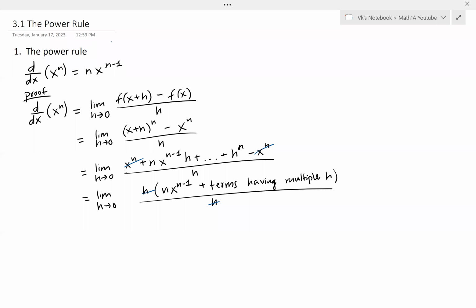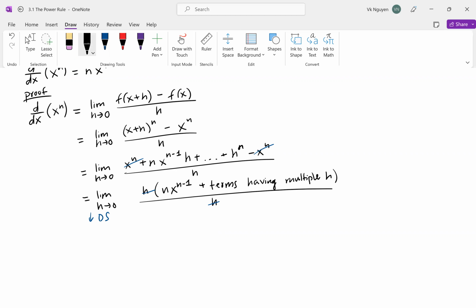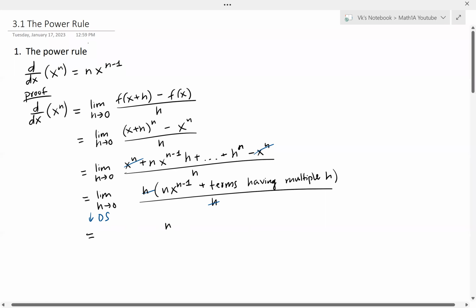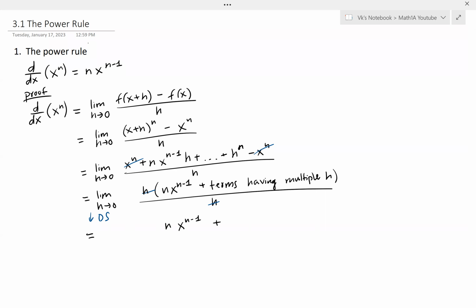The h and h cancel out. Now we can do a direct substitution. What we have is n x to the n minus 1 plus all the terms having multiples of h, which are going to be 0 because h goes to 0. So the limit gives us n x to the n minus 1, and that completes the proof of the power rule.